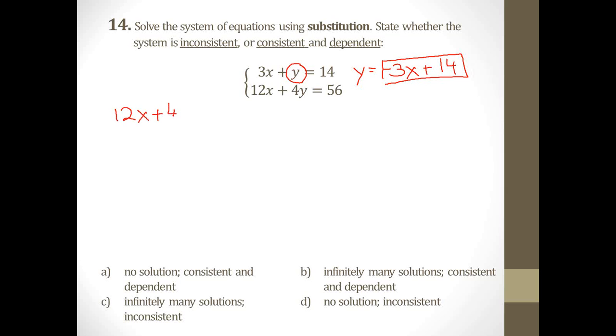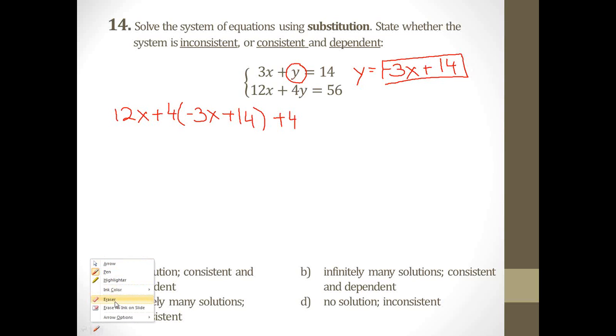12x plus 4, I got negative 3x plus 14. And then I continue with my equation, plus 4. Wait, what am I doing? Okay, sorry, I got sidetracked. Let me erase this real quick. Okay. And back to pen. A bird just hit my windshield. So no worries, we are right back on course.